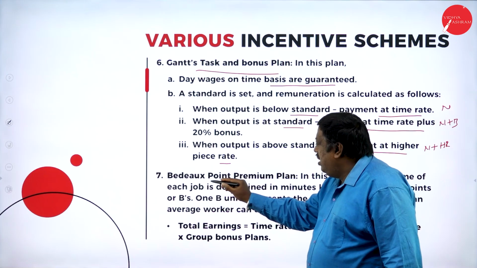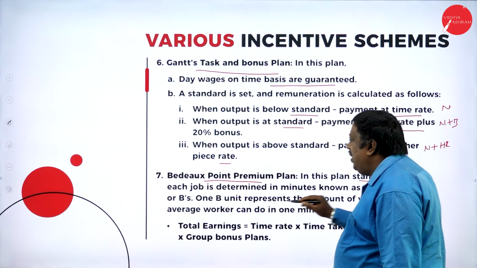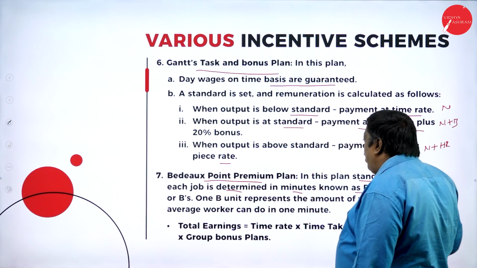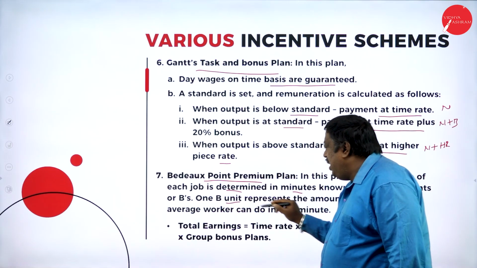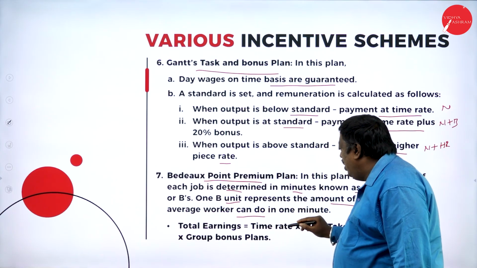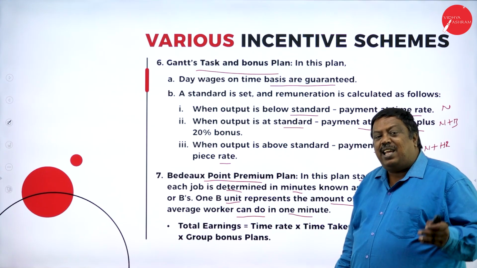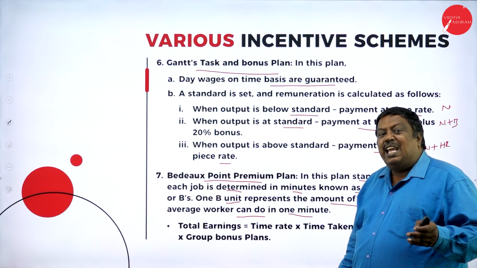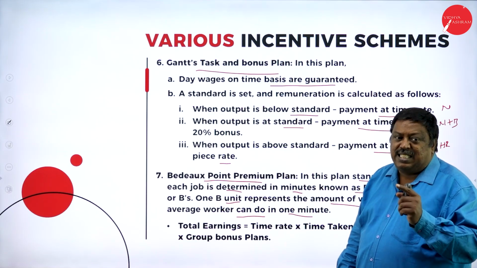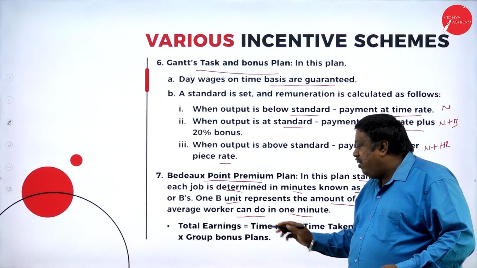Next we have the Bedaux point premium plan. In this plan, the standard time of each job is determined in minutes, known as Bedaux points or B's. 1 B unit represents the amount of work which an average worker can do in 1 minute. They are going to identify the actual time that can be taken by any person for the conversion of raw material to finished goods in minutes. They calculate that, and based on that, the wages are paid.